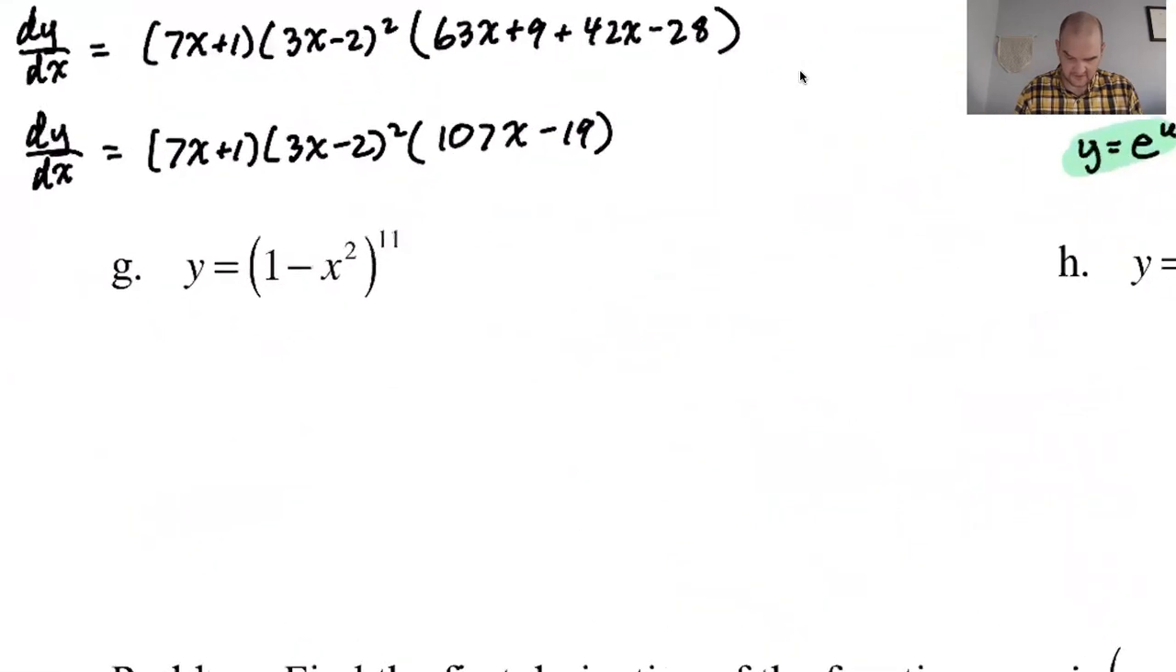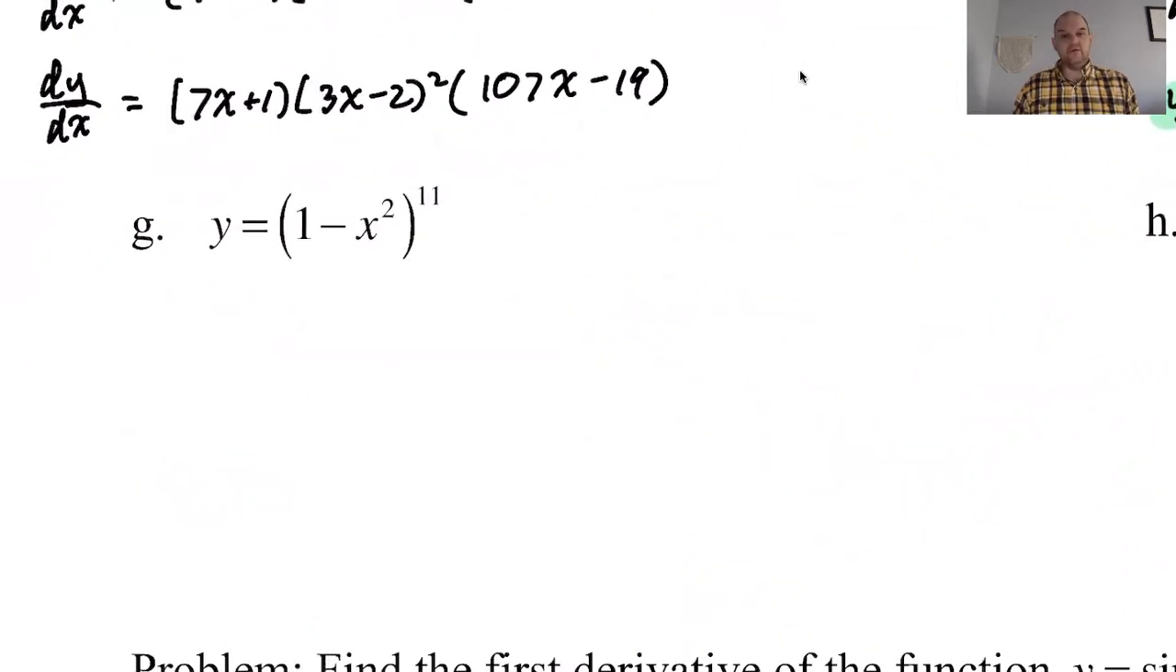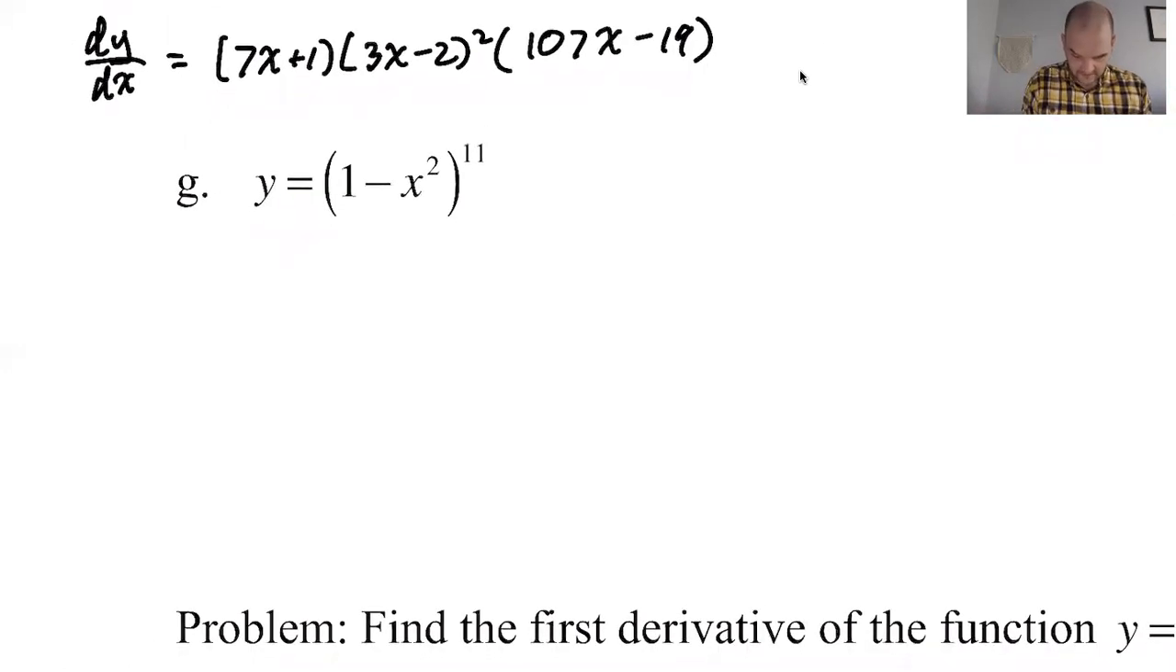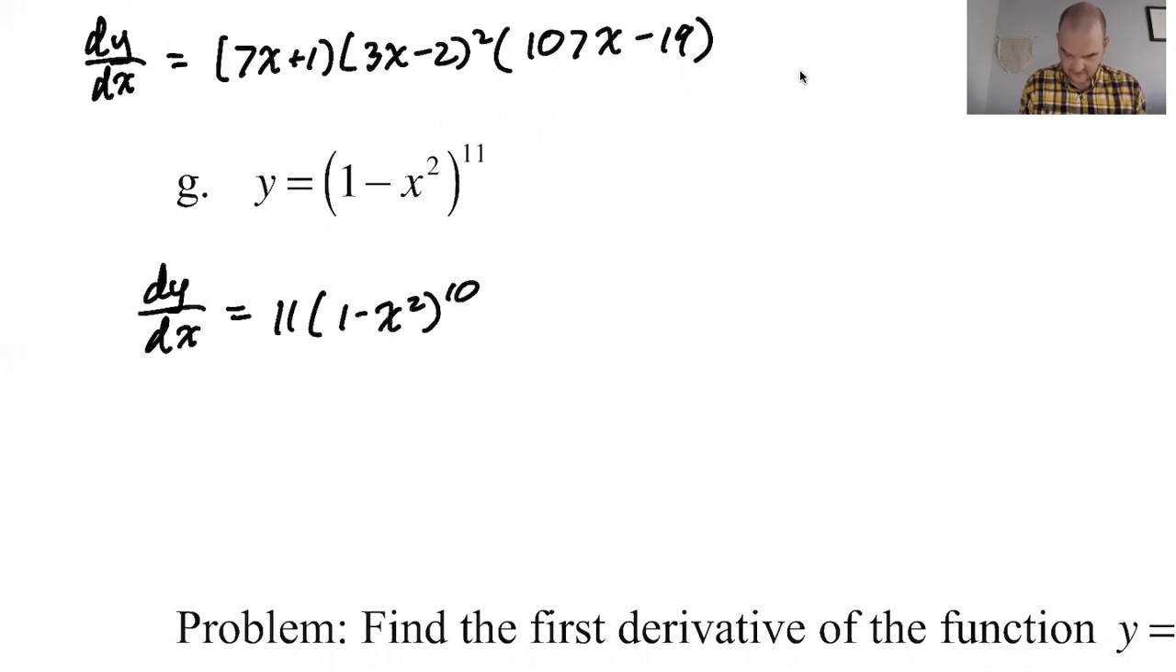All right, let's try another one. So we're just doing this, right? Just chain rule straight through. So dy/dx is going to be the derivative of something to the 11th, which is 11 times that thing to the 10th, times the derivative of that thing. The derivative of 1 minus x squared is just negative 2x.